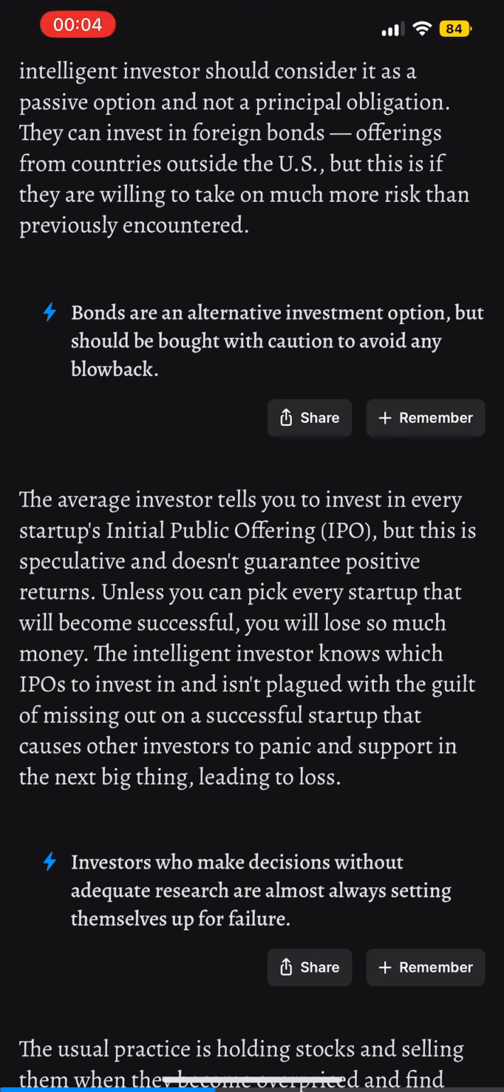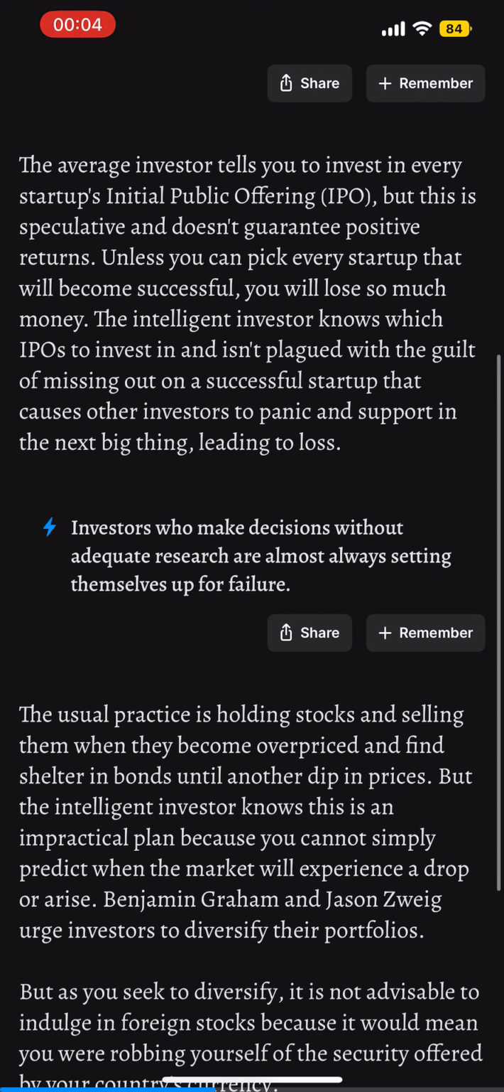The intelligent investor knows which IPOs to invest in and isn't plagued with the guilt of missing out on a successful startup that causes other investors to panic and support the next big thing, leading to loss. Investors who make decisions without adequate research are almost always setting themselves up for failure.